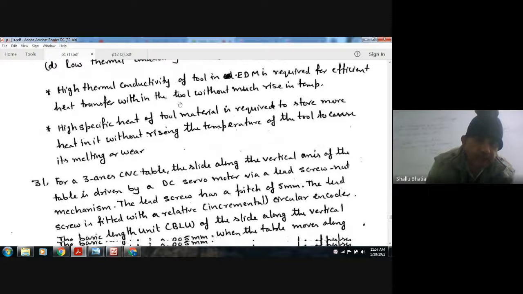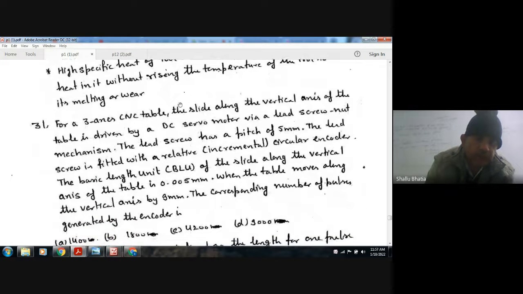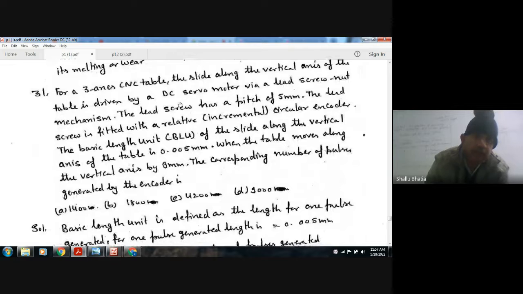Next, for a three-axis CNC table, the slide along the vertical axis of the table is driven by a DC servo motor via a lead screw nut damper. The lead screw has a pitch of 5 mm. The lead screw is fitted with a relative incremental circular encoder.